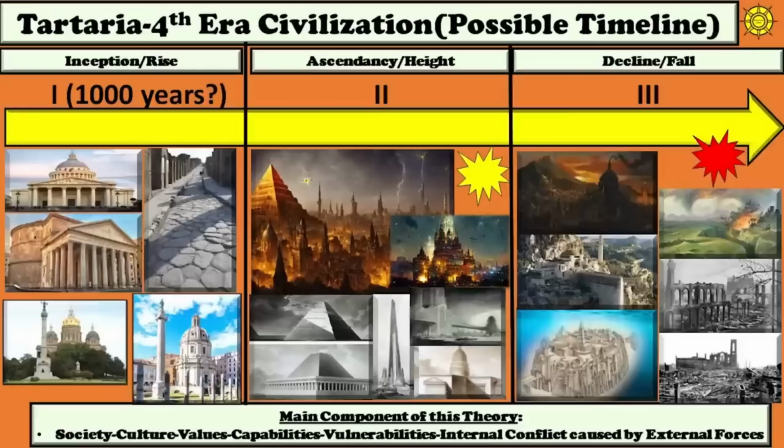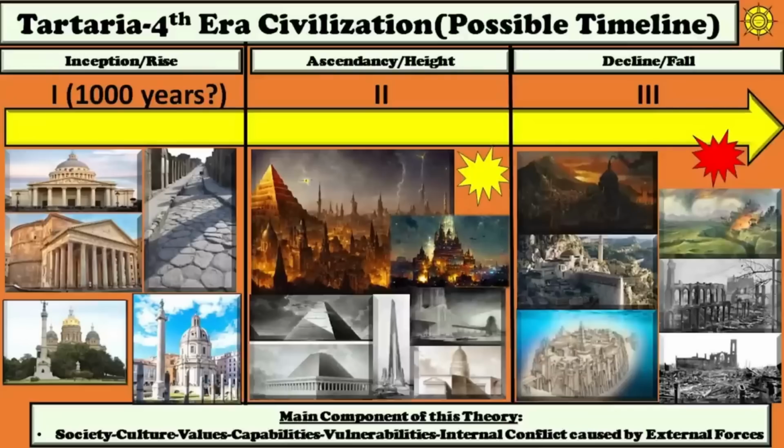We just don't know. They could be 1,000 years. They could be 100 years. We seem to have a great obsession with 1,000 years, and it's probably because it's a nice round number. What did this really look like, though? The main component of this theory is we have to consider the society that existed in this worldwide civilization, their culture, their values, their capabilities, and then ultimately their vulnerabilities. How was it they fell?